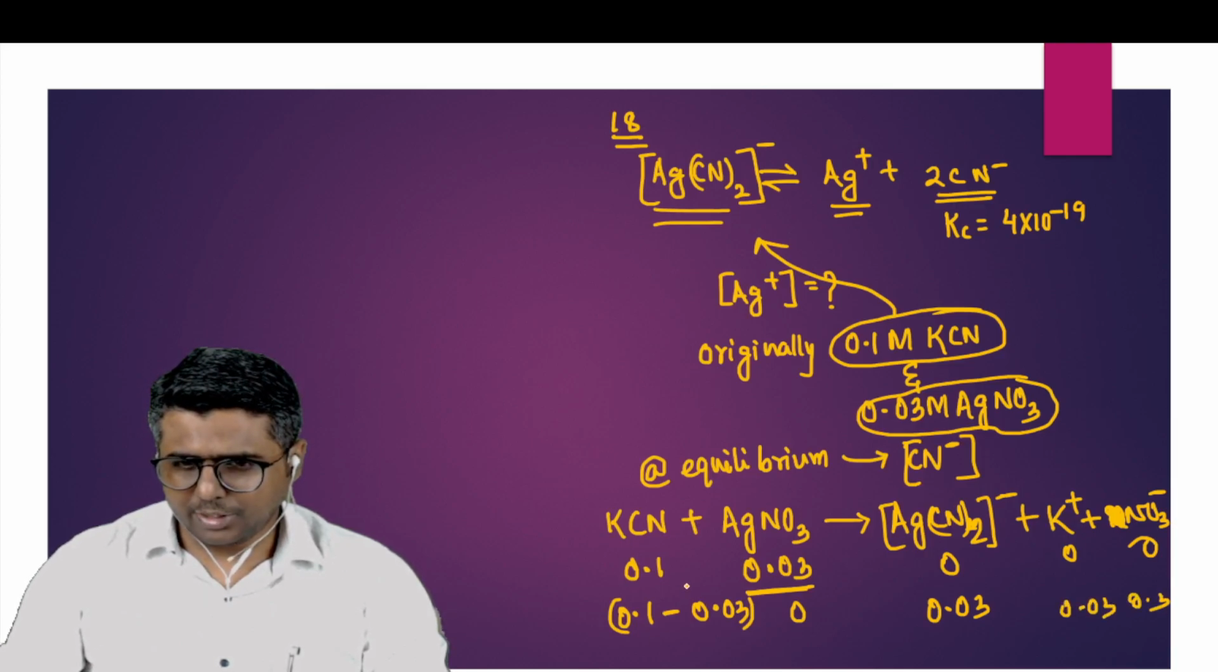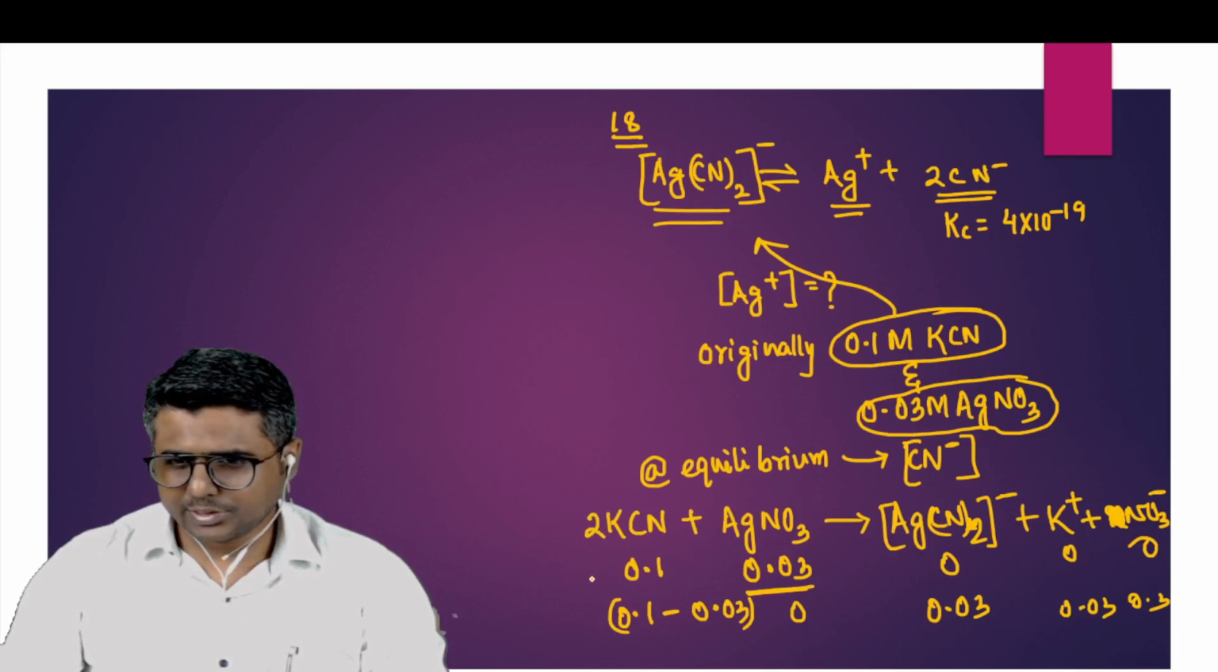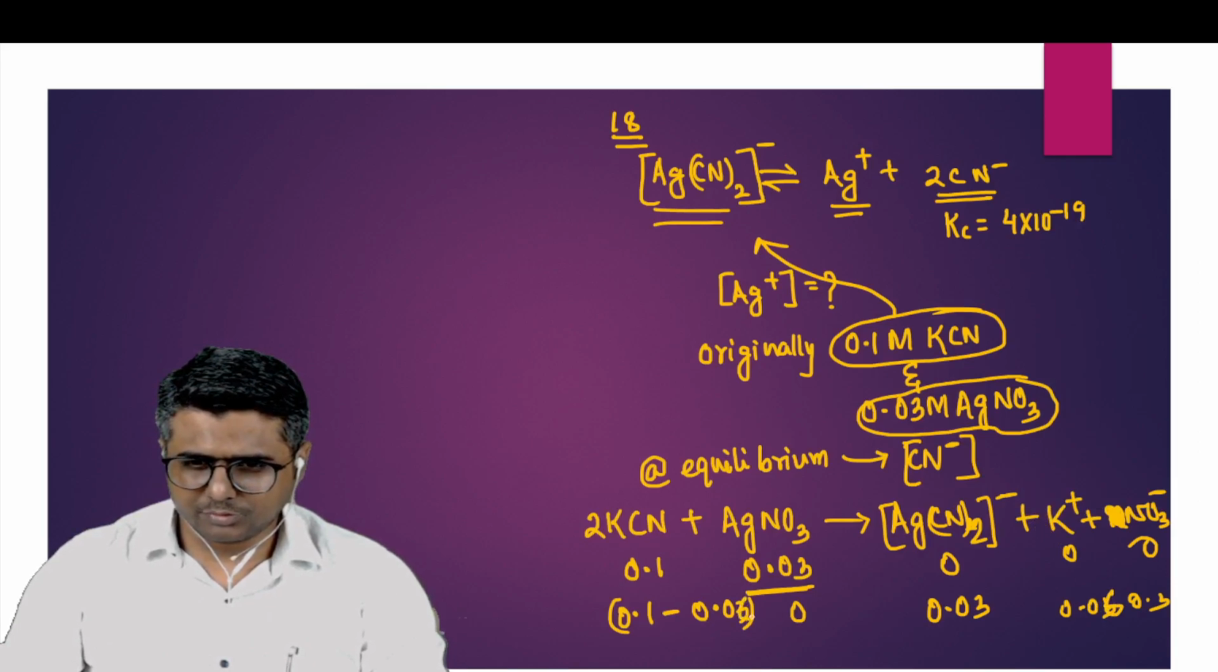Now one thing is, I have not balanced this reaction. We should have balanced it. This will be 2 KCN. If it is 2 KCN, then it is balanced, but here you have to do 2K plus, then only it is balanced. So this will be 0.06 and this also will be 0.06.